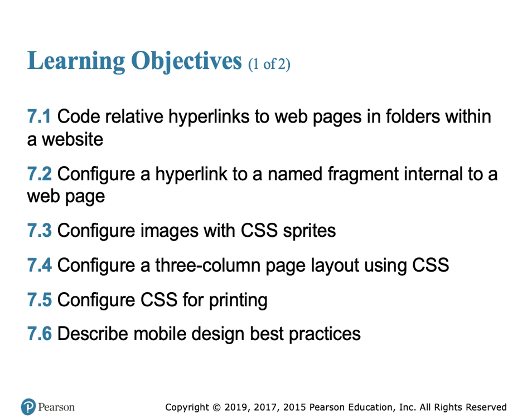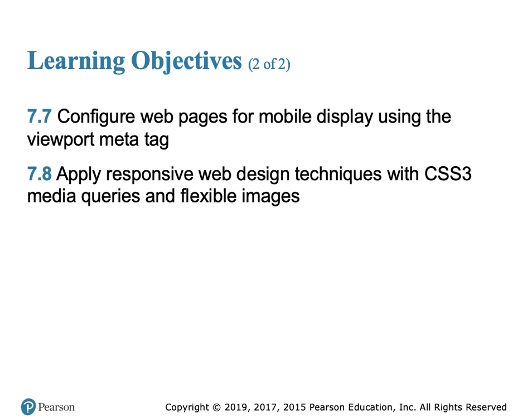In this chapter, you will learn how to code relative hyperlinks to web pages and folders within a website, configure a hyperlink to a named fragment internal to a web page, configure images with CSS sprites, configure a 3-column page layout using CSS, configure CSS for printing, describe mobile design best practices, configure web pages for mobile display using the viewport meta tag, and apply responsive web design techniques with CSS3 media queries and flexible images.